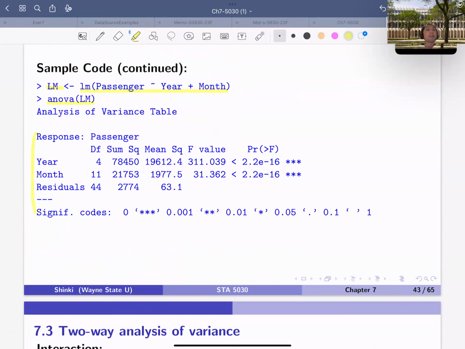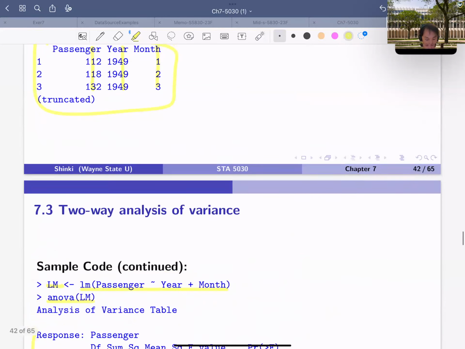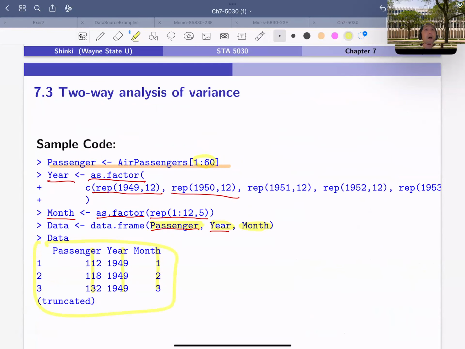I think I got one question. Is the passenger variable initially an empty data frame to fill data with later on? The passenger variable is initially defined as the first 60 observations of air passengers, so initially it is defined as a vector with 60 elements. But of course, if you would like, you can create an empty vector and plug in numbers.